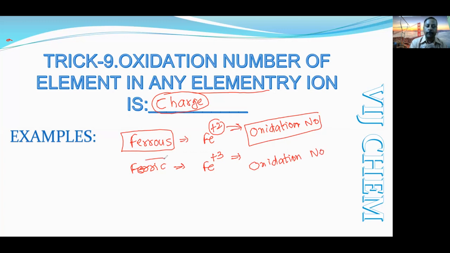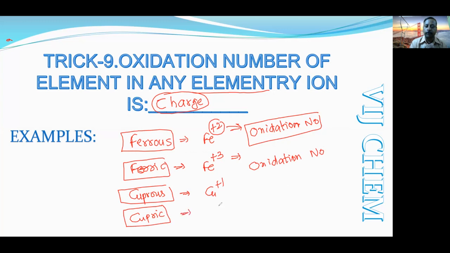Other than ferrous and ferric, you can find the same thing in copper also. If I write cuprous, that will be different. If I write cupric, that will be different. Cuprous stands for Cu plus 1. Don't think that it will always be +2 and +3. It depends on the individual element also. But one thing is sure: one will be the lowest possible and the other will be the highest possible. In cuprous ion, the oxidation number is equal to +1. In cupric ion, the oxidation number of copper will be +2.